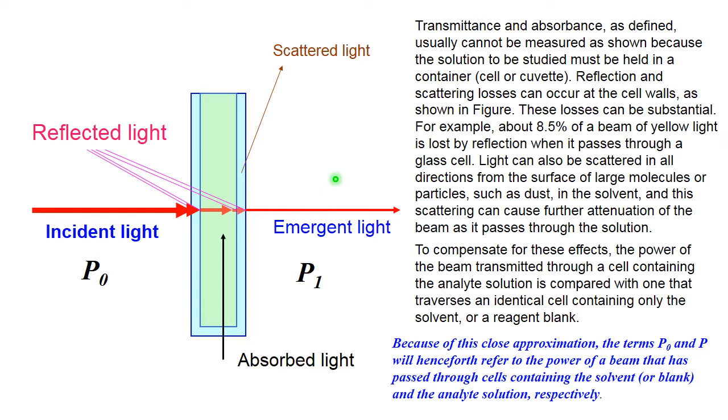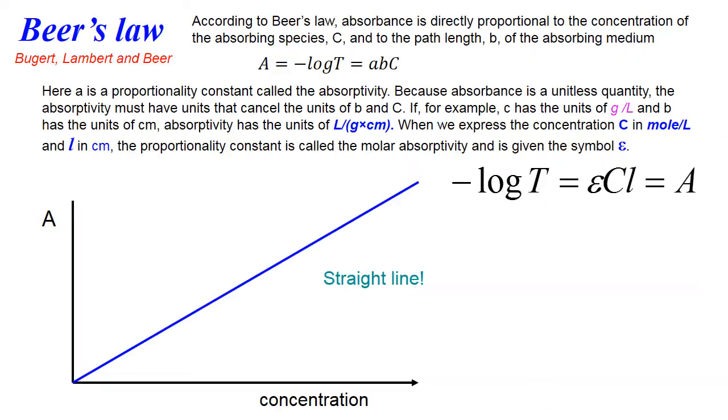To compensate for these effects, the power of the beam transmitted through a cell containing the solution is compared with that which traverses exactly the same cell containing only solvent or reagent blank. Because of this approximation, the terms P0 and P will be used for the power of the beam that has passed through the cell containing solvent and the cell containing the solution. So we are not taking into account the wall effects and side effects of scattering. We'll try to discuss them at a later date if we have to.